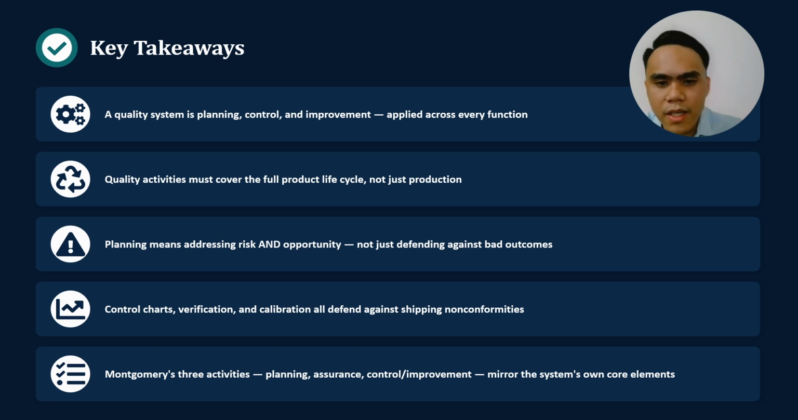From incoming inspections through in-process verification to final product verification, with properly calibrated measurement systems underpinning every one of these checks. And fifth, Montgomery's three activities, the quality planning, the quality assurance, and the quality control and improvement, mirror the exact same three-part logic that shows up at the management activity level, because it really is expressed in the work instructions that will be covered later on.